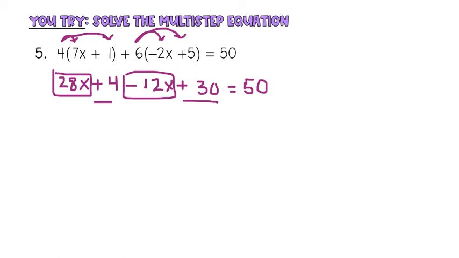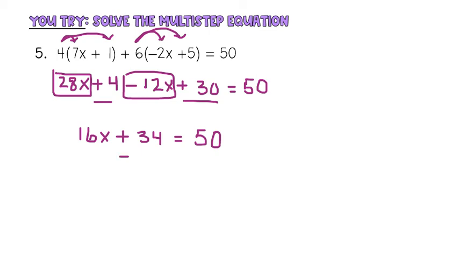So let's rewrite these terms. 28x minus 12x is the same as 16x. And a positive 4 and a positive 30 can be rewritten as a positive 34. We're just combining our terms that either have a variable or they don't have a variable. Whatever is alike. Now we have 16x plus 34 equals 50.